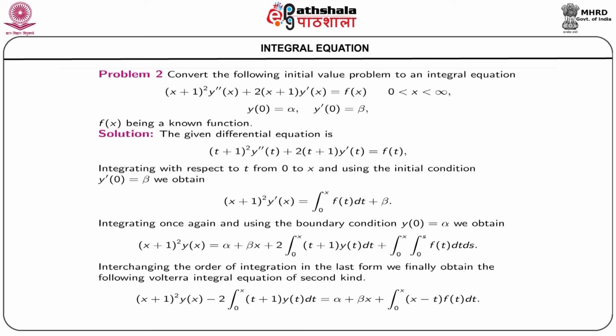Here we see that the unknown function y t appears under the sign of integration as well as it appears free from sign of integration. Also, in the second term on the left hand side, we see that the upper limit of integration is a variable. So, this is a Volterra type non-homogeneous integral equation of second kind.